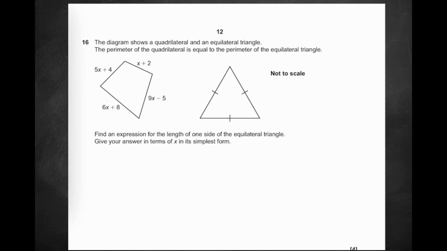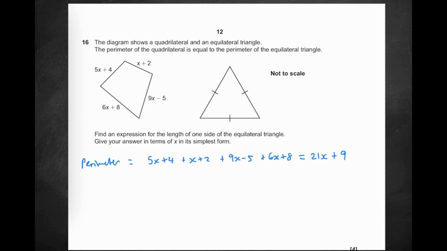So we know the perimeter of the quadrilateral, so we're going to write perimeter equals 5x plus 4 plus x plus 2 plus 9x minus 5 plus 6x plus 8. So all I've done there is added the four side lengths together. And that will come to, we'll put all the x's together, that will be 21x. And all the numbers together, 4 plus 2 minus 5 plus 8, that will be 9.